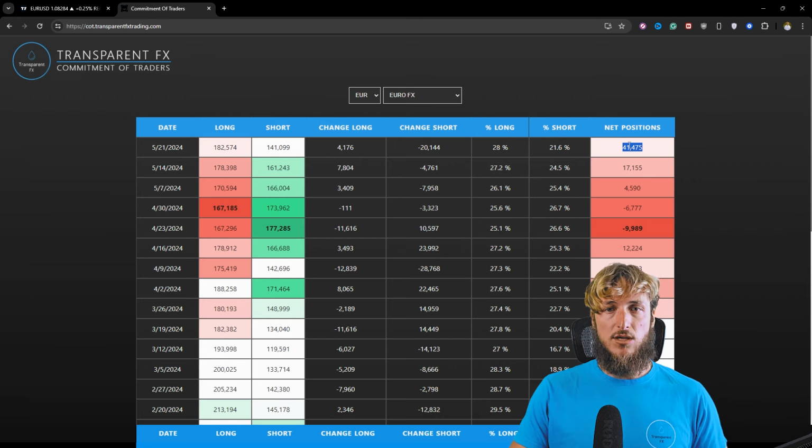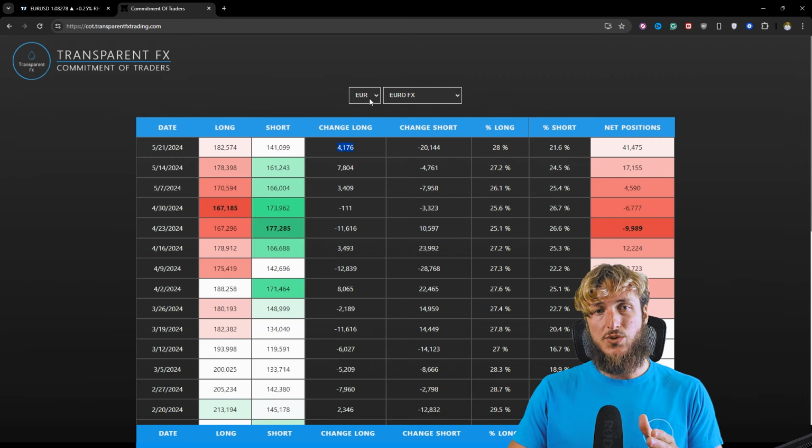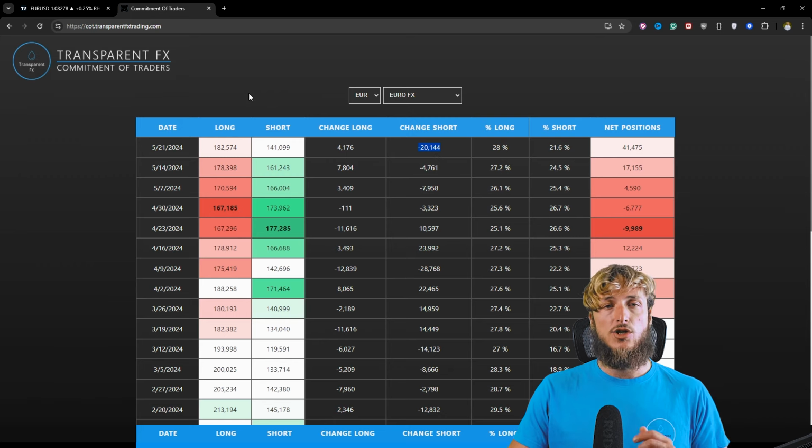And with this massive increase in net positions, we can notice how we also had a huge amount of longs getting added and shorts getting closed from an institutional perspective. With the very last report, 4,100 longs added on EURUSD from an institutional perspective and 20,000 shorts getting closed. So as institutions are moving to the bullish side for EURUSD, what could we expect?